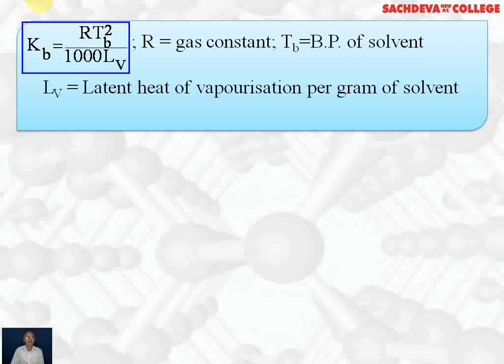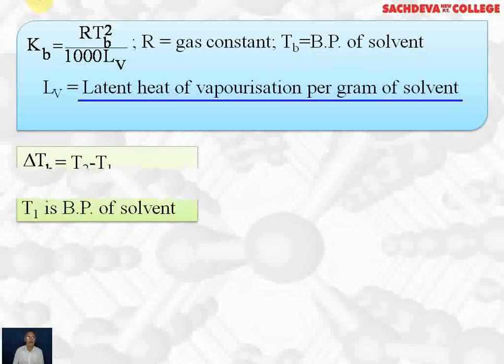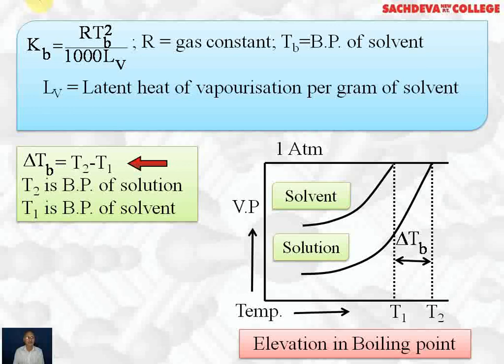Kb is equal to R into Tb whole square divided by 1000 into latent heat of vaporization. R is gas constant, Tb is boiling point of solvent, and Lv stands for latent heat of vaporization per gram of solvent. Delta Tb is equal to T2 minus T1, where T2 is boiling point of solution, T1 is boiling point of solvent. Let's plot a graph between temperature versus vapor pressure.